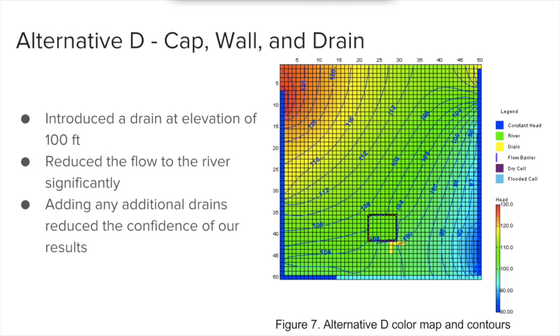For alternative D, we kept the cap and walls and added a drain, which is represented by the yellow cells. The drain is at an elevation of 100 feet. We found that at this elevation, the percent discrepancy remained below 1%. Changing the location and the drain elevation was a challenge throughout because at different elevations, the percent discrepancy got really high at about 10%. Adding the drain in general helped reduce the flow significantly, and you can see a change in the contours, especially near the drain location.